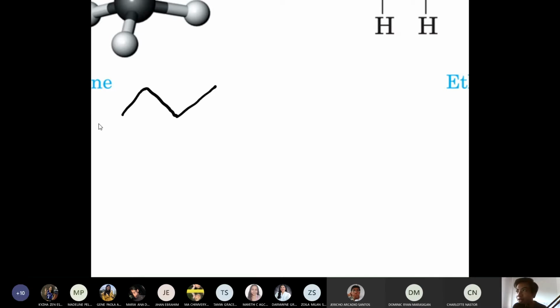Ito naman. So, ilang carbon atoms meron tayo? 1, 2, 3, 4. So, we have 4 carbons attached to one another. So, you are going to represent that no, in your Lewis structure. Ayan. So, may 4 kang carbon. Then, what's next? We know that carbon can be bonded to 4 atoms, to 4 groups.